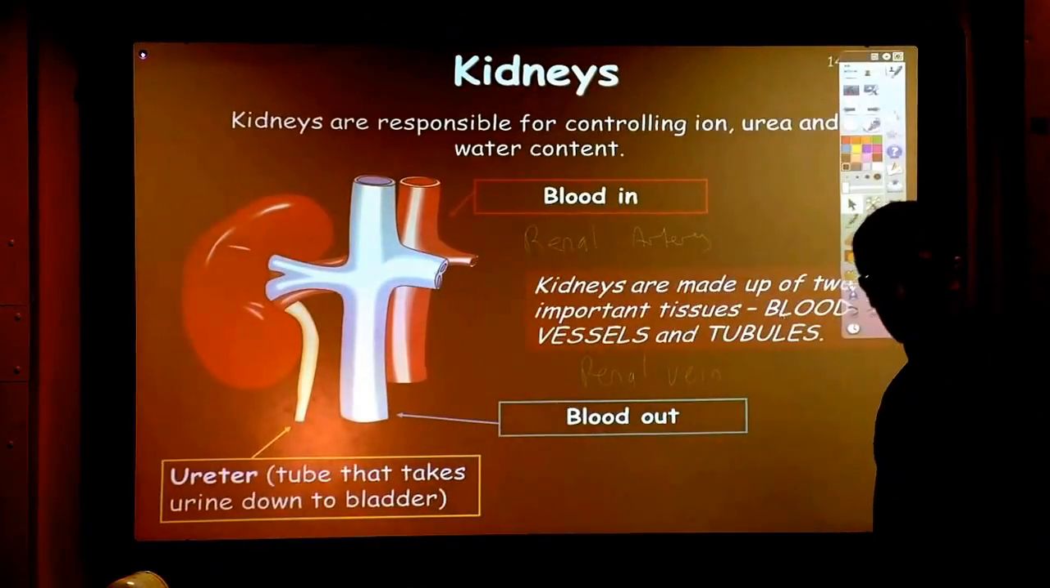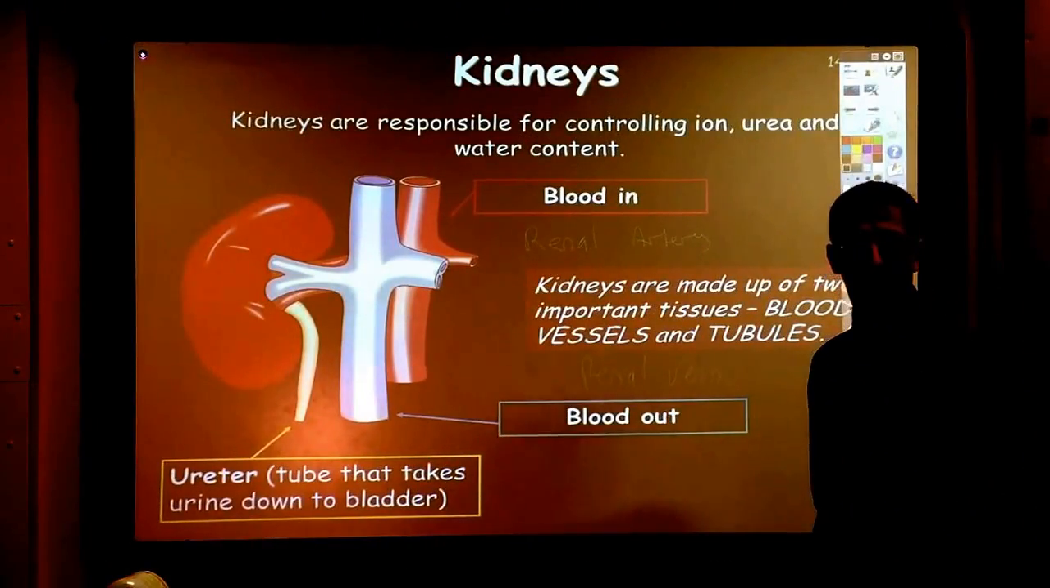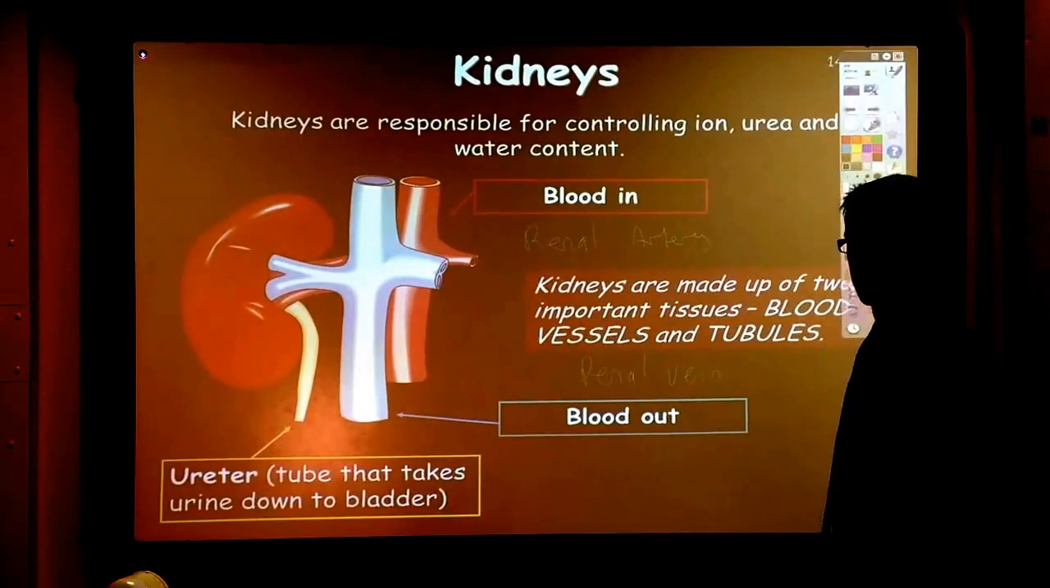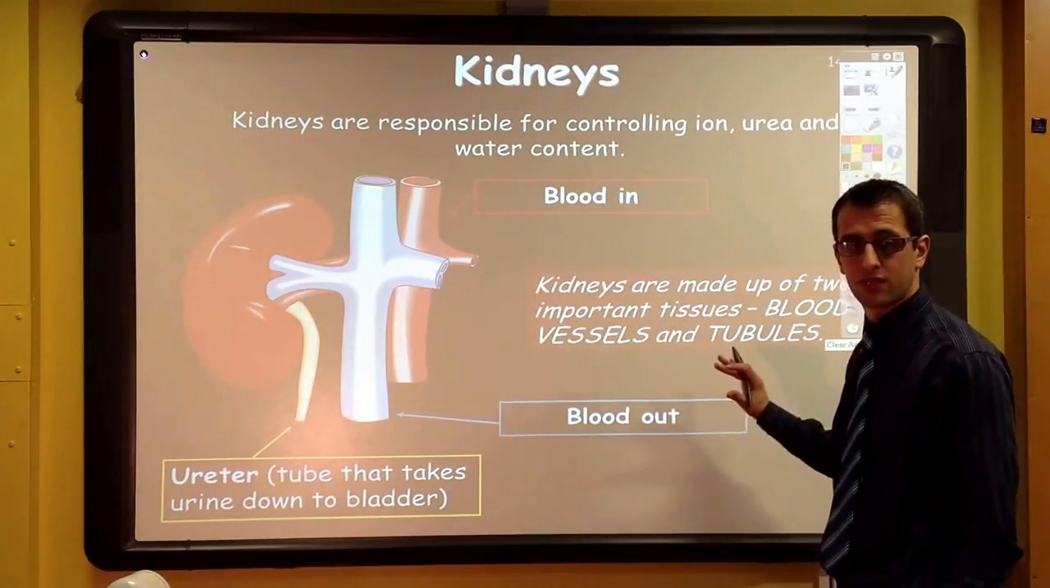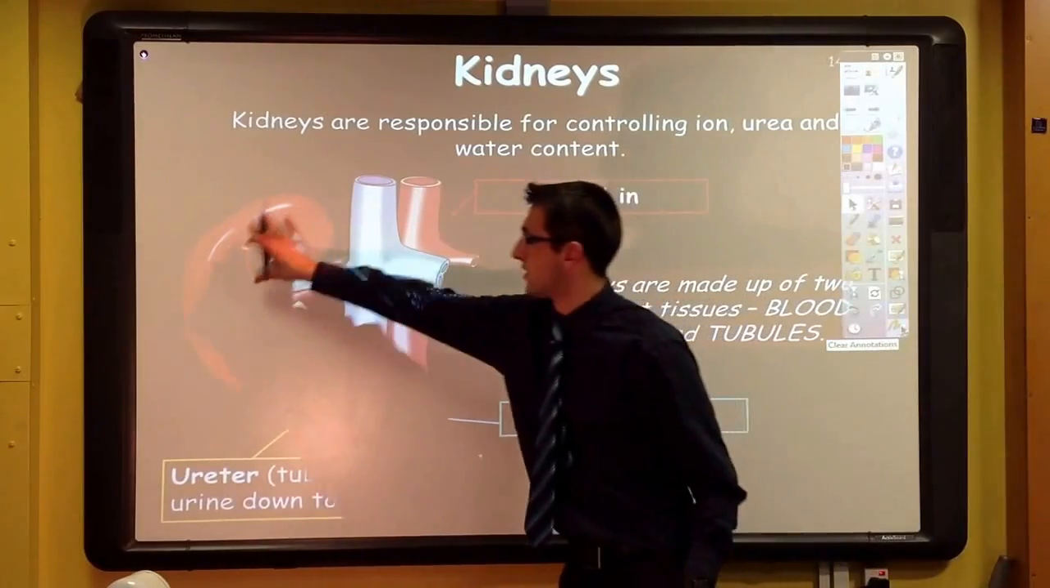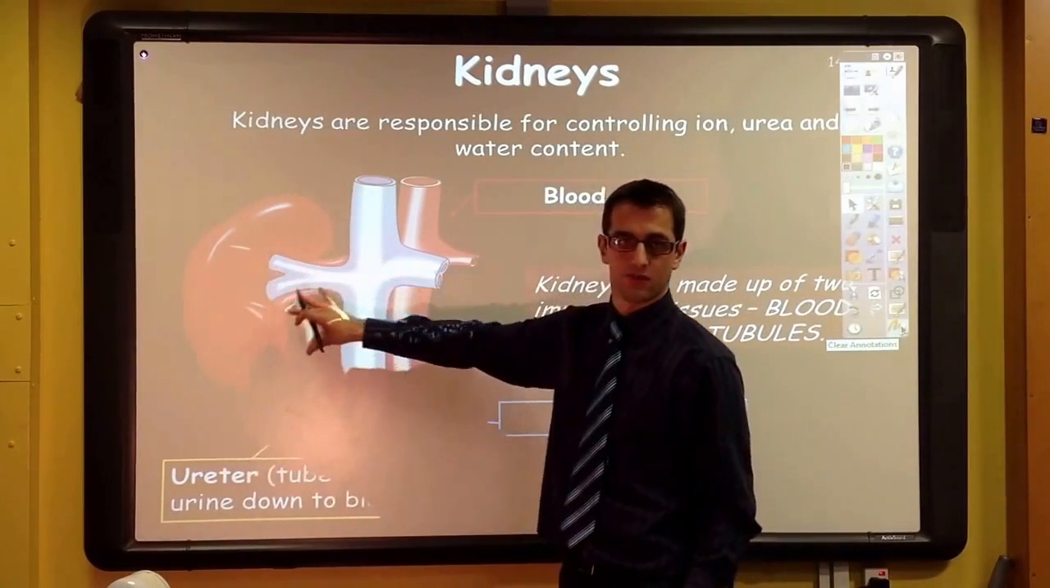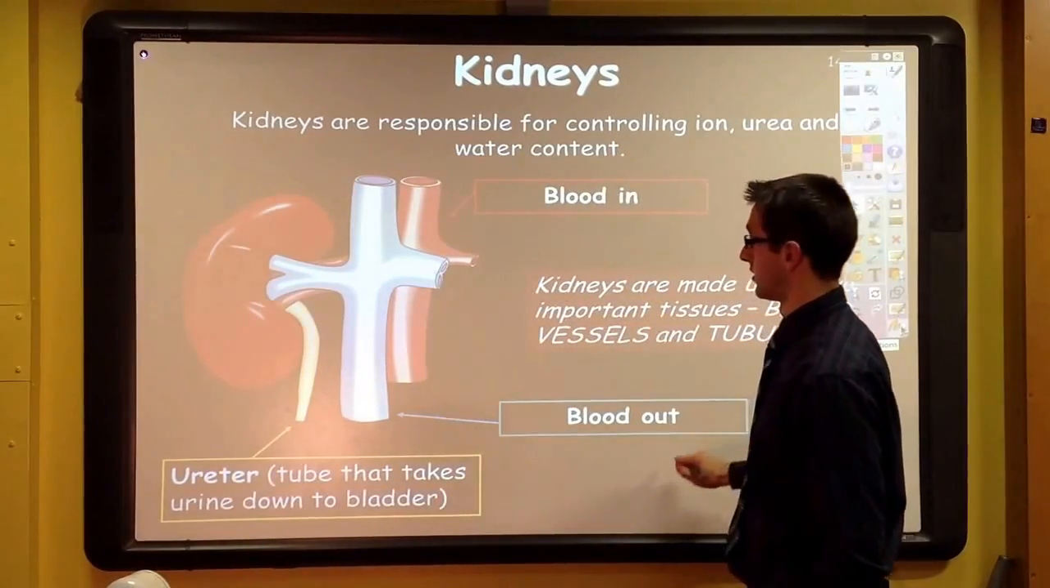So in order to carry out this removal of the water, a process of filtration needs to take place. And this happens in tiny blood vessels and tiny little tubules, all contained inside this kidney, and obviously we have 2 of these in a normal situation.